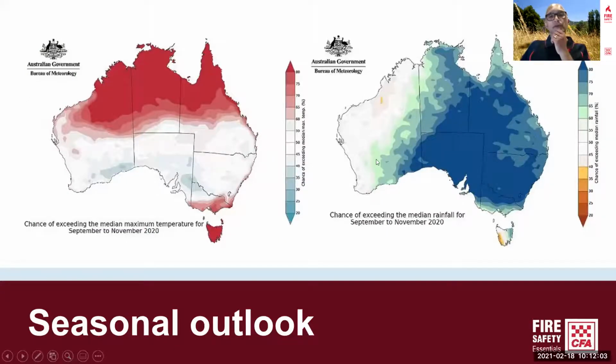So when we talk about seasonal outlook, this is what we mean. What we're trying to envisage here is that there's going to be increased rainfall across much of Australia. There's going to be cooler daytime temperatures, that's south of the tropics, and warmer overnight temperatures in the north.